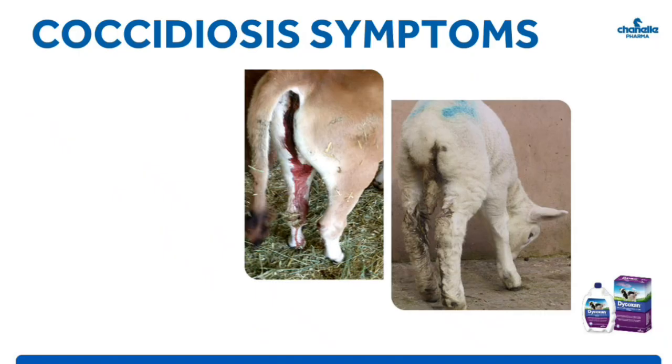What are the clinical symptoms of coccidiosis? I'm sure you can name a few. Let's go through the list. The first is a black or bloody scour, and this bloody scour is due to the breakdown of the intestinal lining.